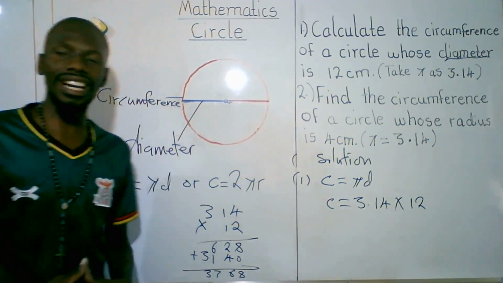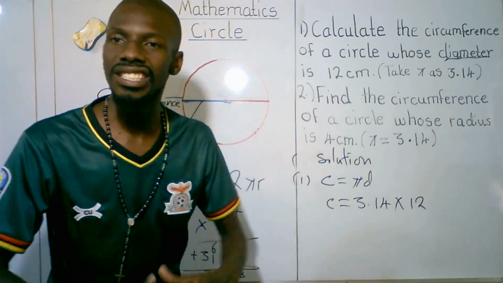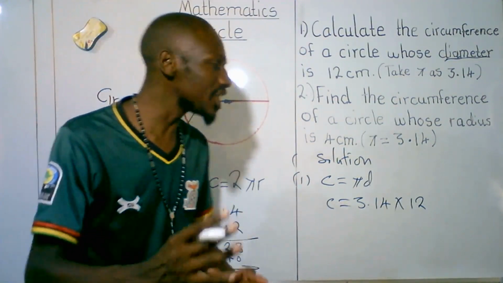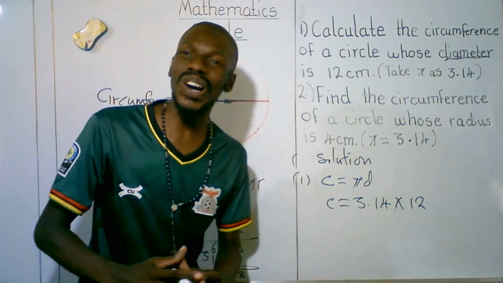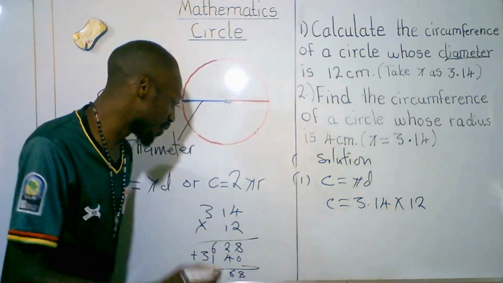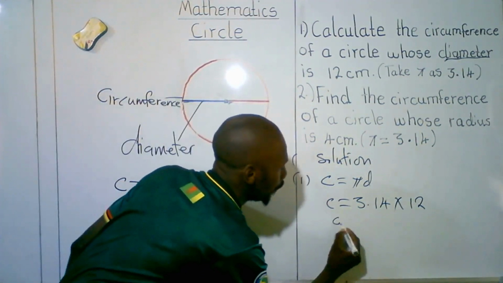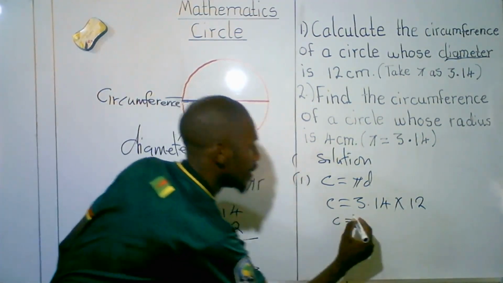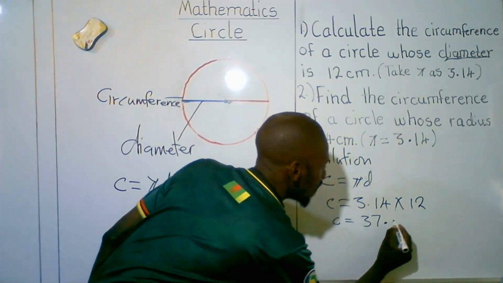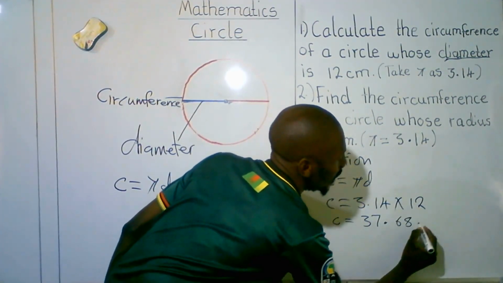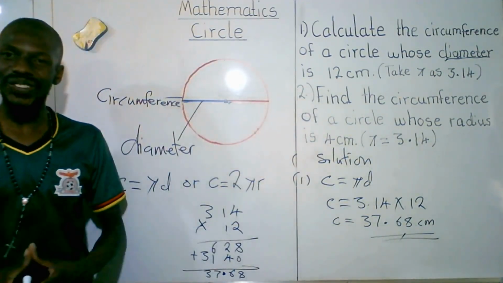When we are done with the answer, we go back to the question. How many decimal places did our question have? Our question had 2 decimal places, so the answer is going to have 2 decimal places as well. Very good, you're following. So our answer will be circumference equals 37.68 centimeters. That is our circumference.